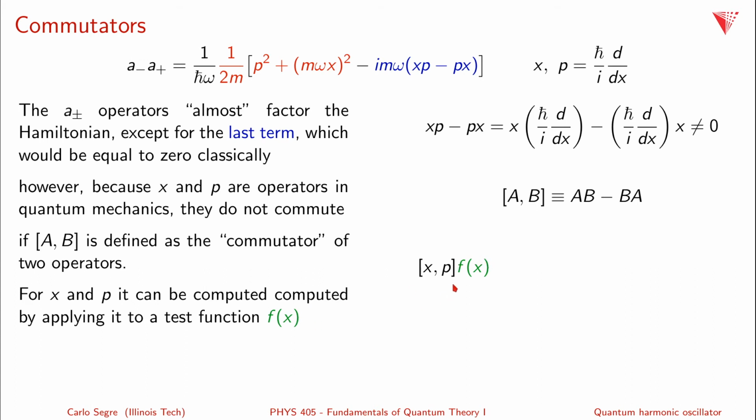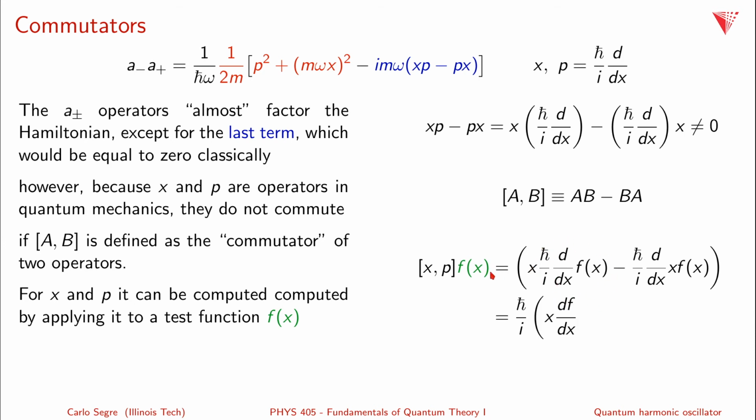And the test function f of x is just an arbitrary test function. So this is our commutation relation: x times h bar over i d by dx applied to f, minus h bar over i d by dx applied to x f of x. Well, this is easy. This just gives me the first derivative of f times x.